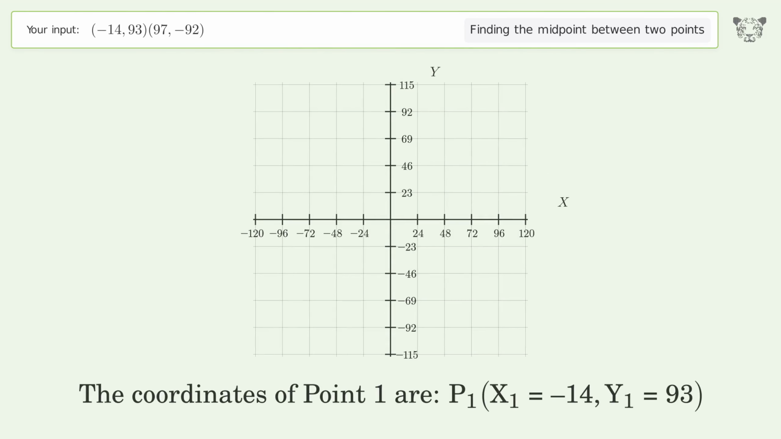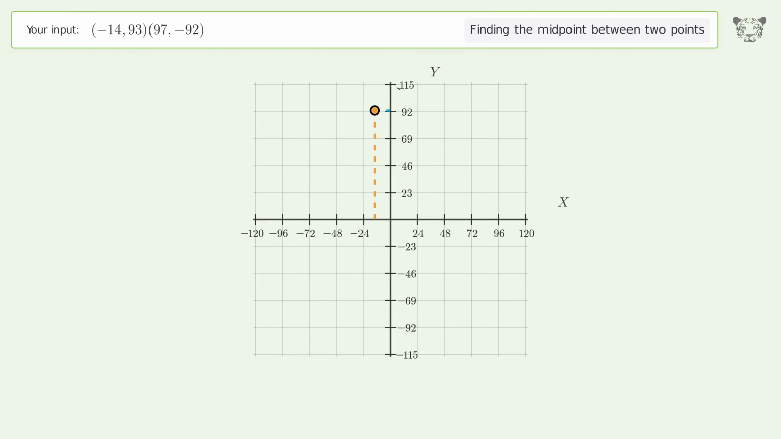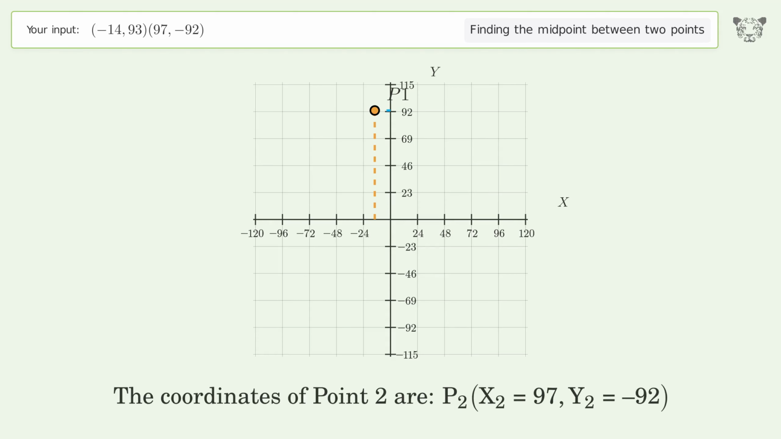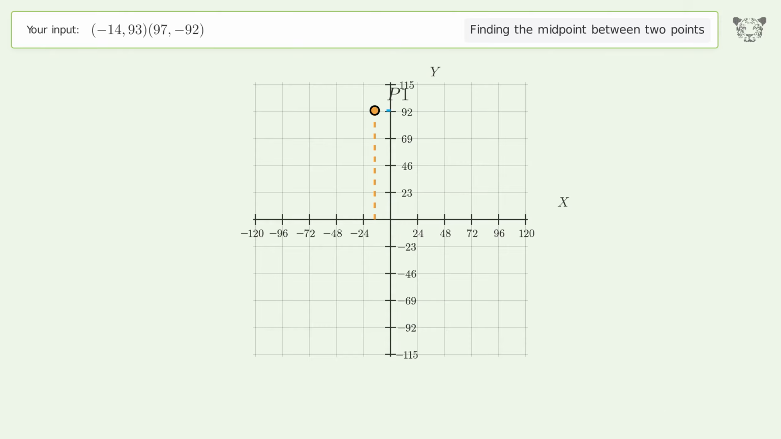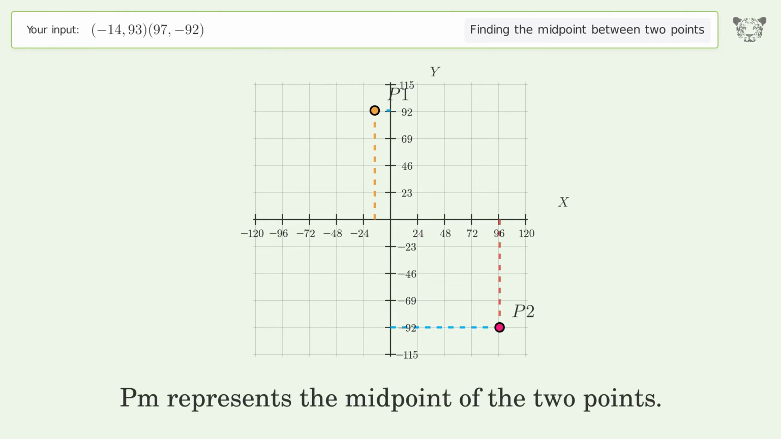The coordinates of point 1 are x1 equals -14, y1 equals 93. The coordinates of point 2 are x2 equals 97, y2 equals -92. PM represents the midpoint of the 2 points.